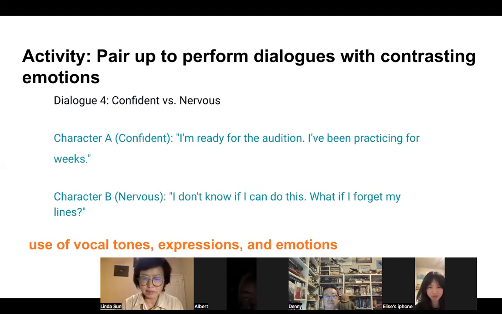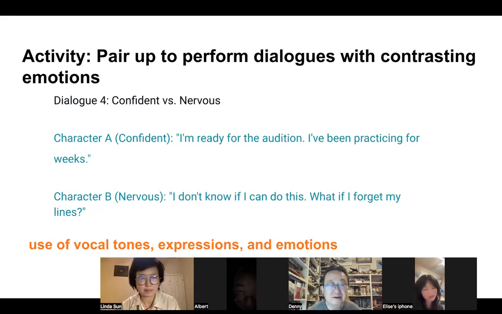I noticed Danny has been doing the disappointed or the sad one. How about now Dennis is going to try the opposite, a confident one. Sure. Okay, that may be a challenge for you. And then nervous. Who wants to try the nervous one? Albert, you? Okay, go ahead. I do the confident one first, right? Yes. Okay, here we go.